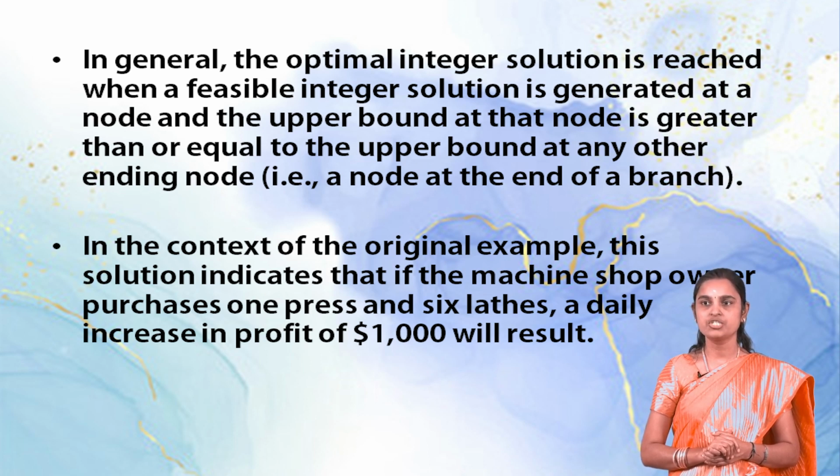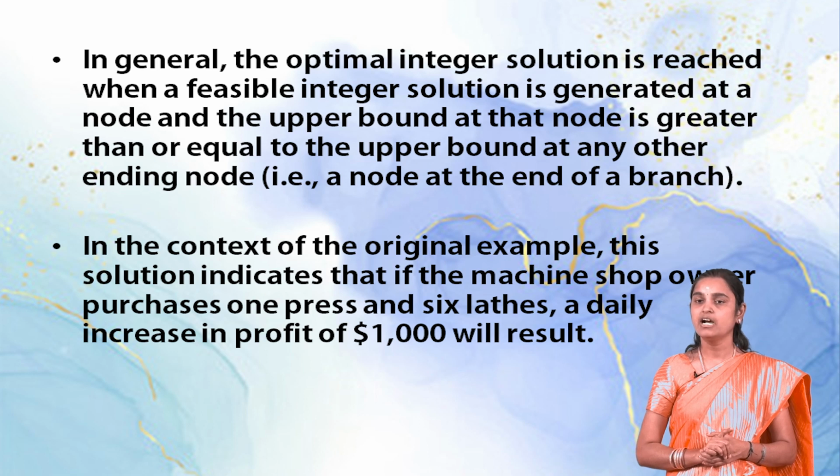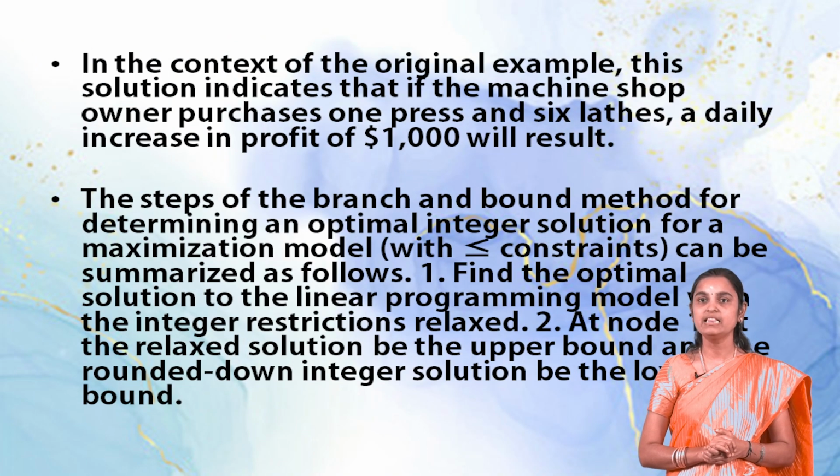In the context of the original example, this solution indicates that if the machine shop owner purchases 1 press and 6 lathes, a daily increase in profit of $1,000 will result, because x1 equal to 1 and x2 equal to 6. Since x1 represents press, he can purchase 1 press and 6 lathes, which will result in a profit of $1,000 per day.